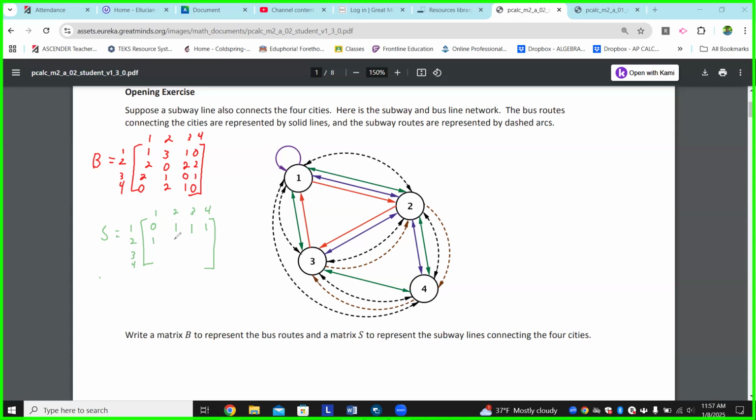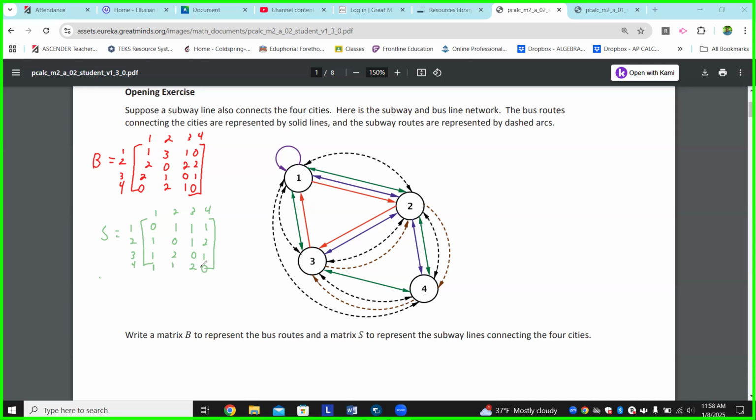2 to 1, 2 to 2, 2 to 3. Oh, yep, because there's not a second arrow there. 2 to 4, 3 to 1, 3 to 2, 2 this time, good. 3 to 3, 3 to 4. Ooh, tricky there, yep. 4 to 1, 4 to 2, 4 to 3, 4 to 4. Any questions there? So we're good with that.